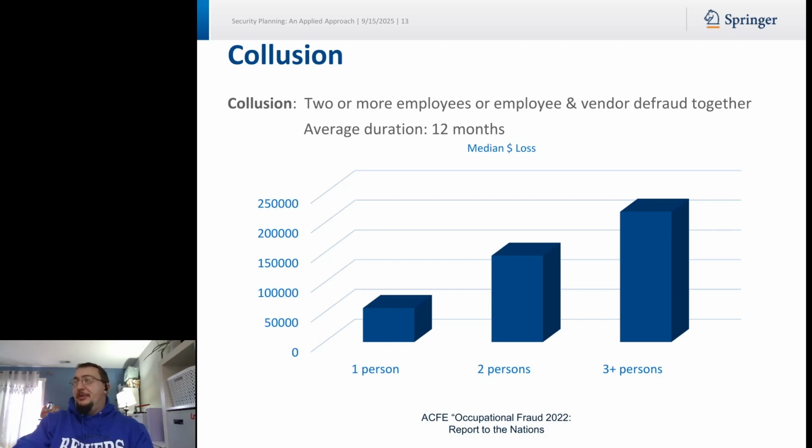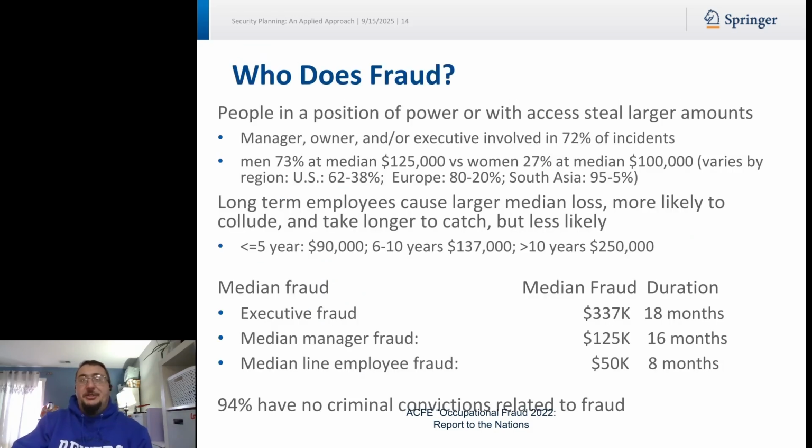Collusion is when multiple employees or vendors work to defraud a company. And usually the more people there are working, the more money that can get taken. Of course, optionally as well, the more people working, the more chances to fail there are as well. Managers usually are involved in most of the incidents. Higher percentage of men versus women, still higher in every area. And the longer an employee's been there, the more they seem to be willing to steal.